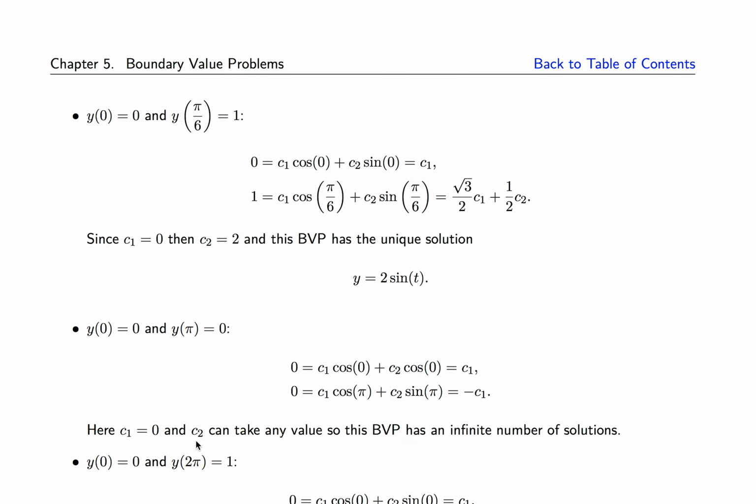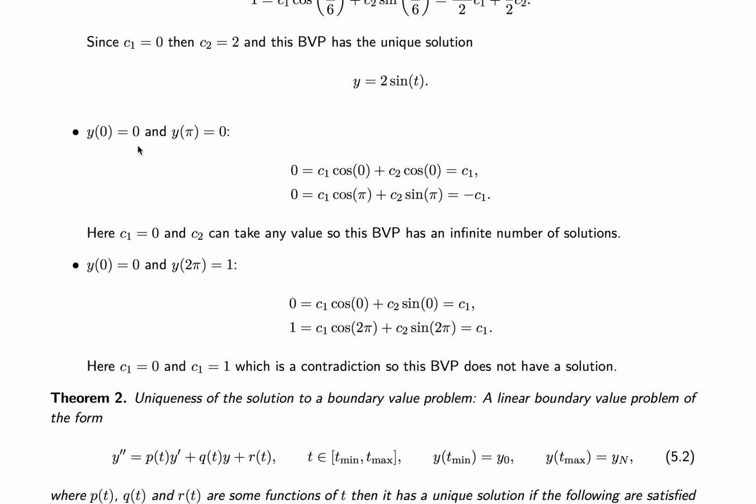Okay, well what about another case? So here we still have the initial value equals 0, but now we've got an upper bound of t equals pi, and that solution is 0. So again, for the lower bound we have c1 equals 0. For the upper bound, well, cos of pi is -1, sine of pi is 0, so we've got 0 equals minus c1. So c1 has to be 0, but we have no information about what the value of c2 is, so c2 can take on any value, so this boundary value problem has an infinite number of solutions.